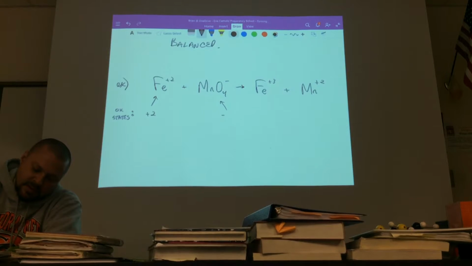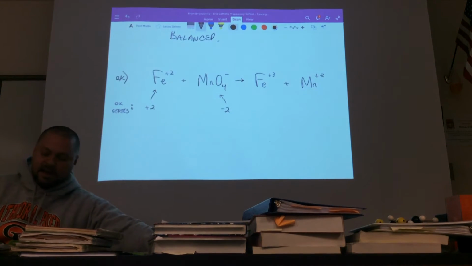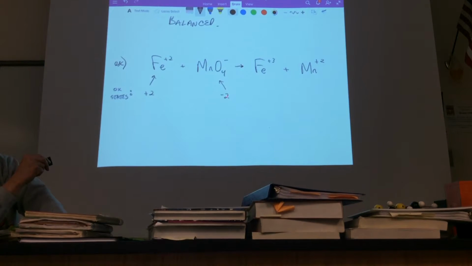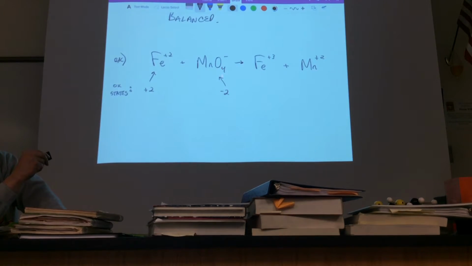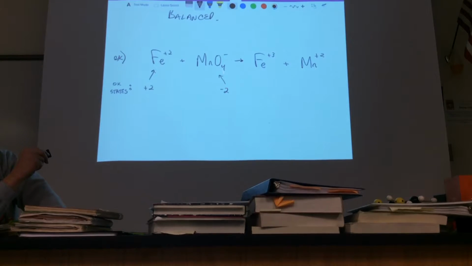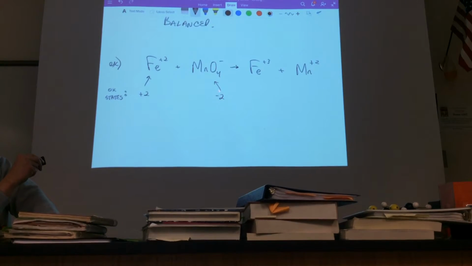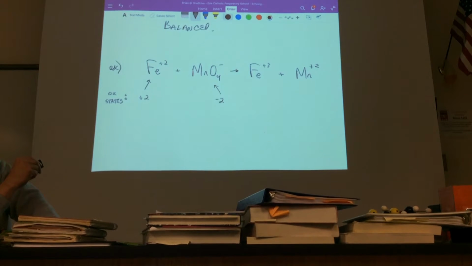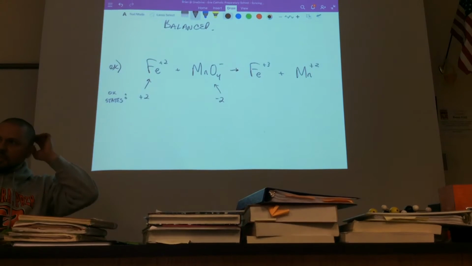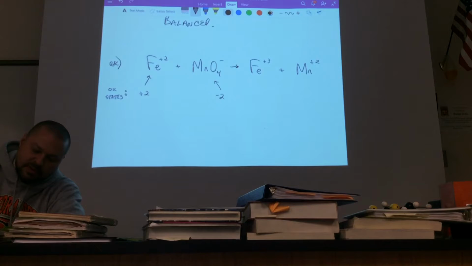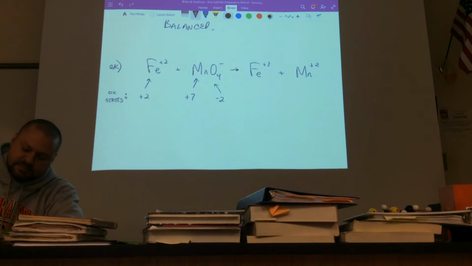Let's see if we can figure out what manganese is in permanganate. Each O is negative 2. How many of them do I have? 4. What's that total? Negative 8. This whole thing has to add up to negative 1. So if the oxygens add up to negative 8, then the manganese must be plus 7. It's got to all add up. If you have trouble with that, that's going to be a big problem, and that's what we'll practice after we do this example. So this is plus 7.